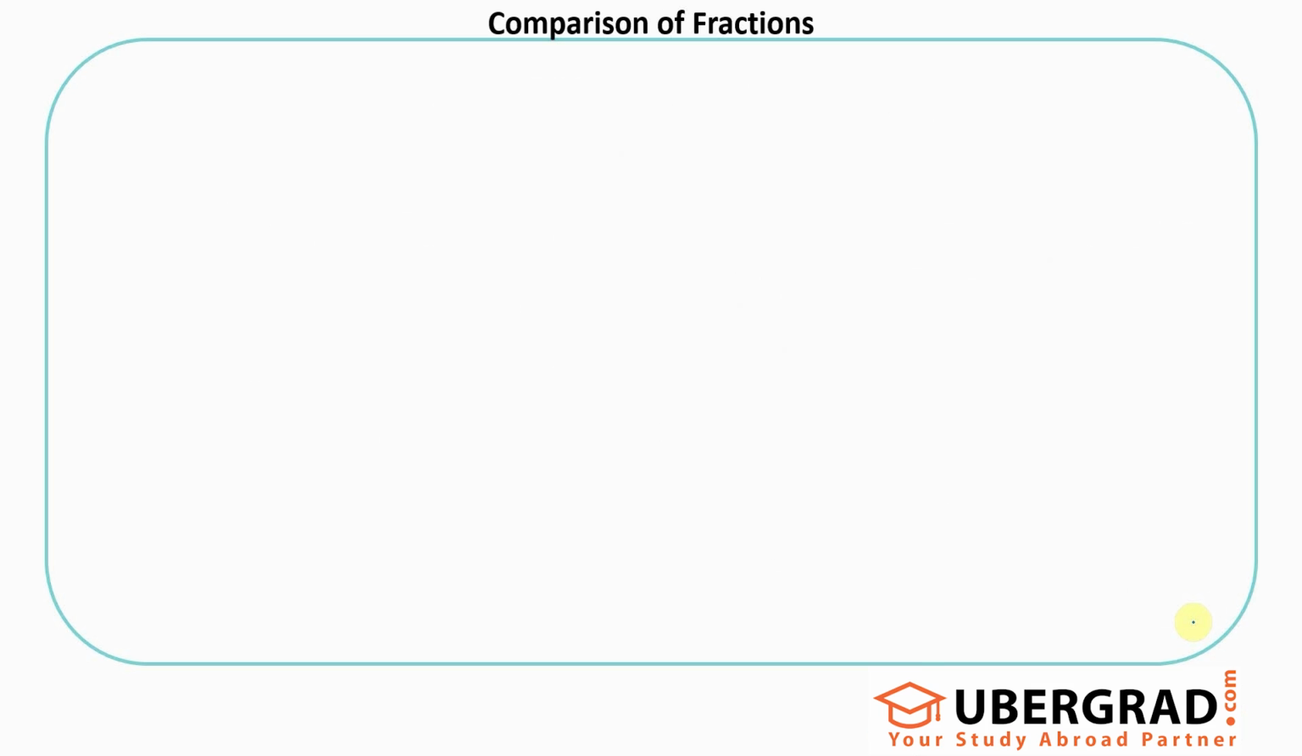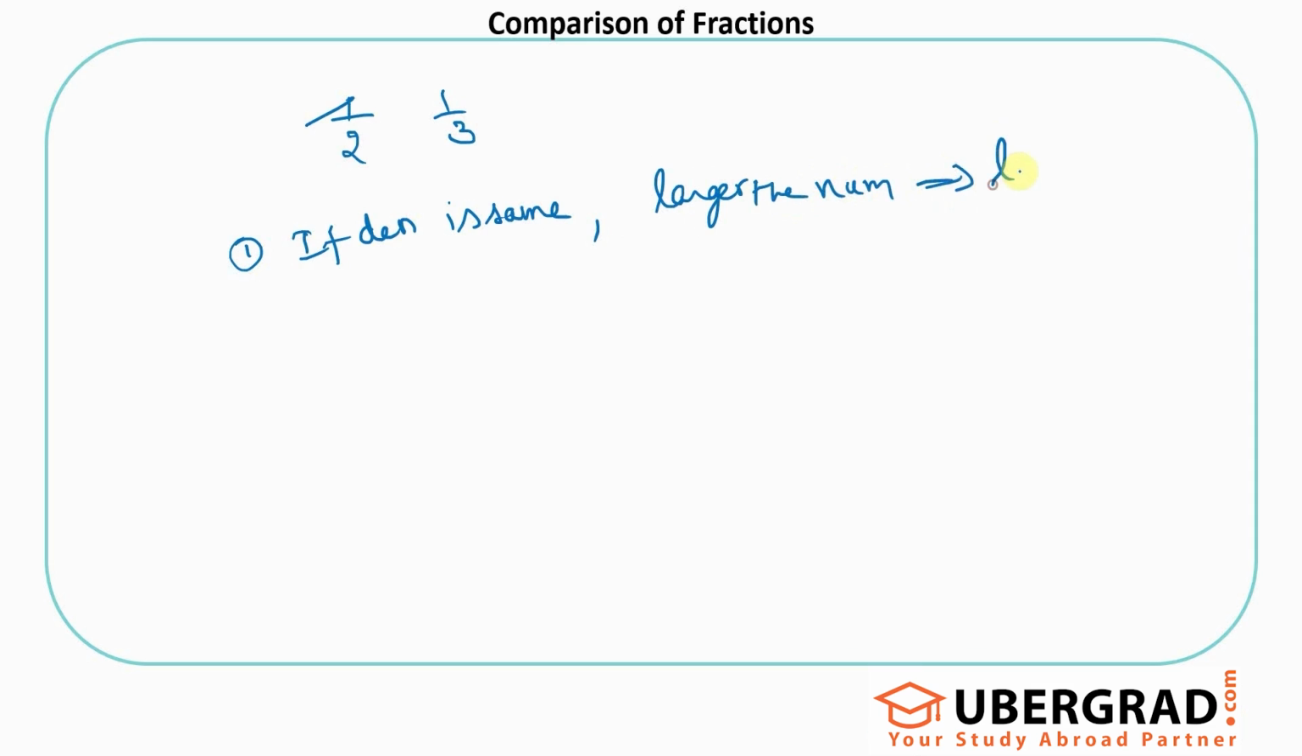Now the comparison of fractions, right? This is sometimes an important thing for you to understand. So if I ask you which one is greater, 1 by 2 or 1 by 3? The answer is 1 by 2. But let's say if you are confused, right, how do I compare two fractions? I would say there are two ways. One, if the denominator is same, right, larger the numerator implies larger the fraction. Right, this is one way to look at it.